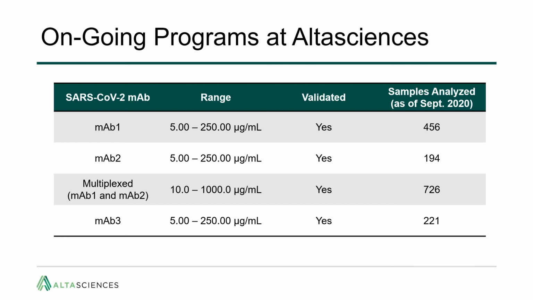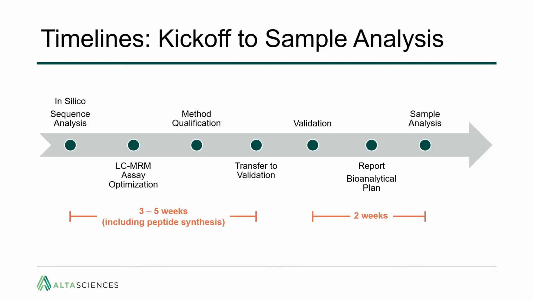To date, the approach has been applied to 3 different neutralizing monoclonal antibodies, 2 of which have been combined into a multiplexed assay later during the progression of the clinical programs. These assays have all been validated as per recent regulatory guidance and used for the analysis of more than 1,000 samples to support phase 1 to phase 3 clinical trials. So leveraging our experience and this optimized workflow, a bioanalytical assay for a neutralizing monoclonal antibody against SARS-CoV-2 can be developed and qualified in 3 to 5 weeks.